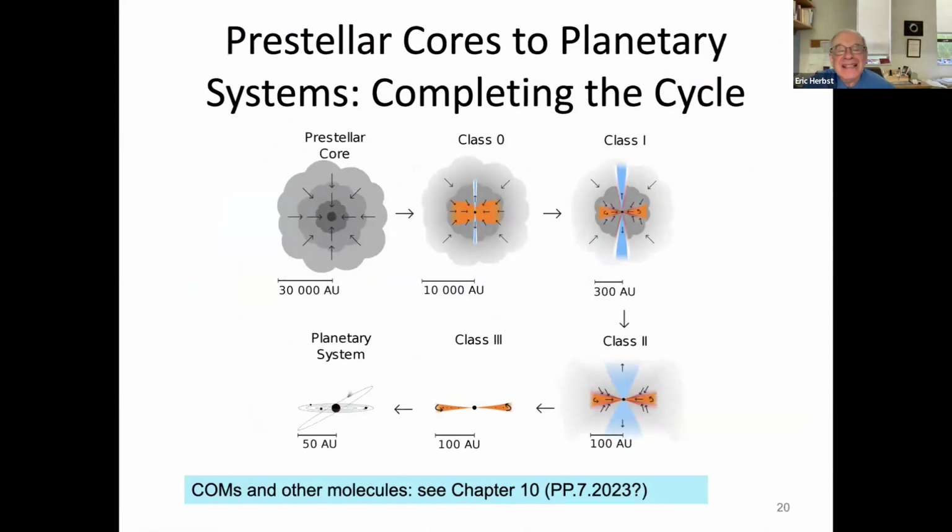All right, now this is towards the end of the story of what's happening. It starts from coldish regions, and eventually we have class 0, class 1, class 2, class 3, and these really are delineated by the fact that the disk is forming. As the disk forms, that's in the orange, and there's material going off perpendicular, shown in blue, and eventually one gets to the planetary system.